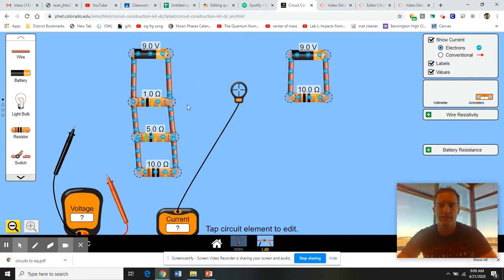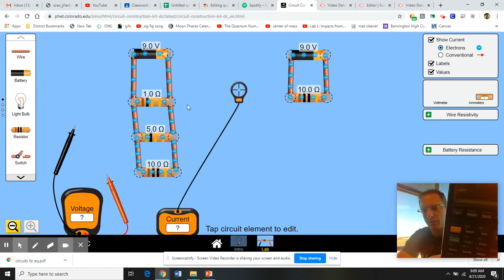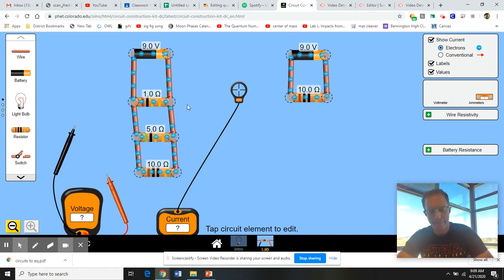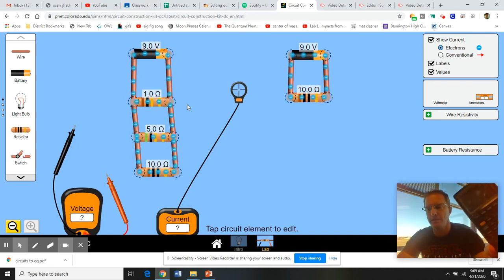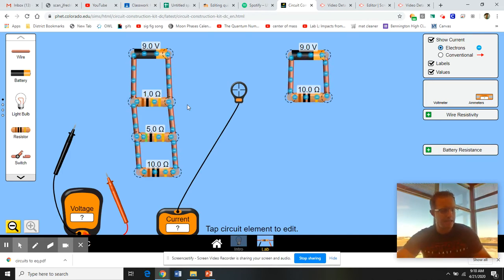With this one, it's not as obvious. What you do is you add the inverses. So I'm going to add 1 plus 1/5 plus 1/10, and that gives us 1.3. And then I do the inverse of 1.3. And so my equivalent resistance is 0.769, right?